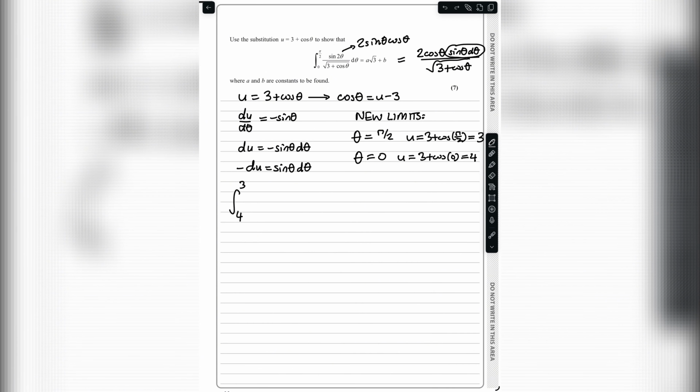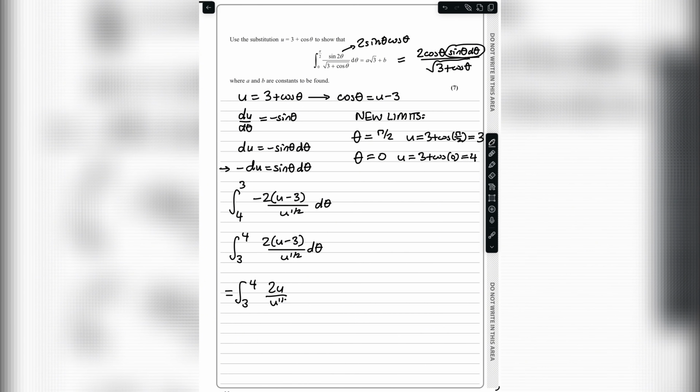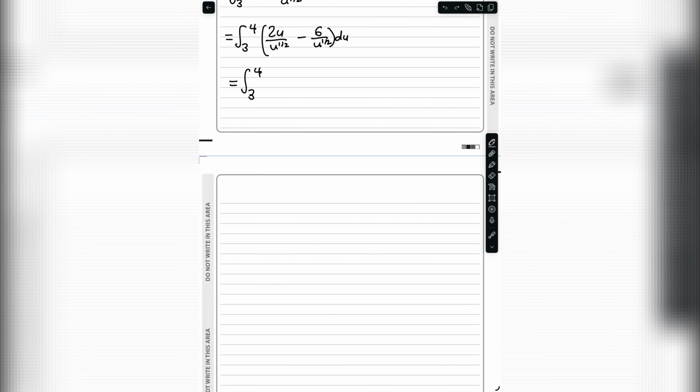So we can replace sine theta d theta with minus du. So minus 2 times u minus 3 divided by u to the power of a half du. And in order to switch my limits, I need to multiply this integral by minus 1. So the integral is between 3 and 4 of 2 times u minus 3 all over u to the power of a half du. So we have 2u divided by u to the power of a half minus 6 over u to the power of a half du. And that simplifies to 2u to the power of a half minus 6u to the power of minus a half du.